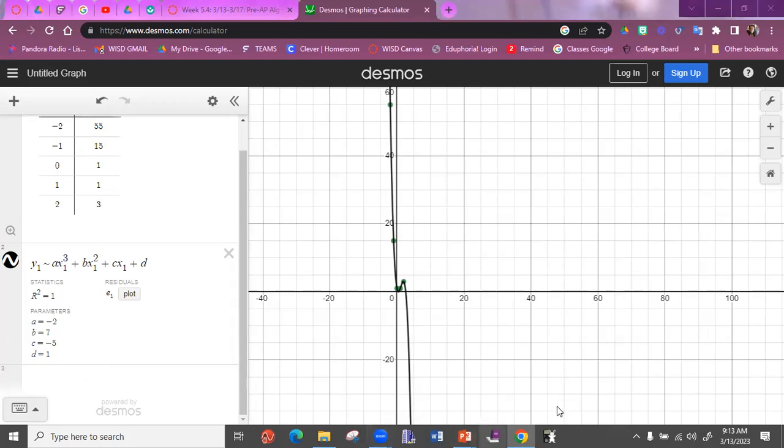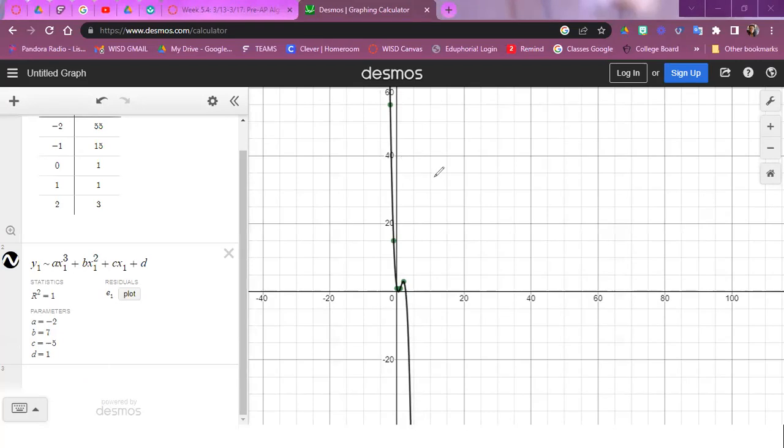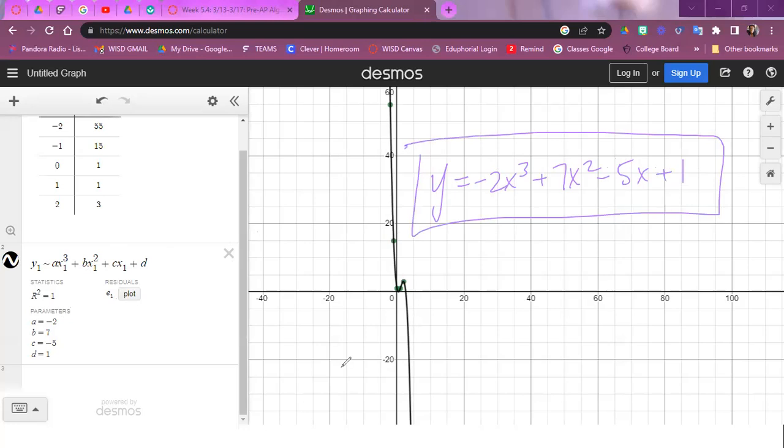I'm going to write it out. So we have y equals, and our a is negative 2x cubed, our b is 7x squared, our c is minus 5x, and our d is 1. And there's your cubic function that represents your data.